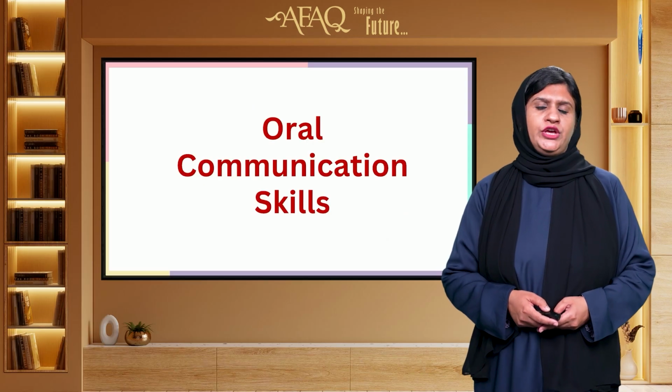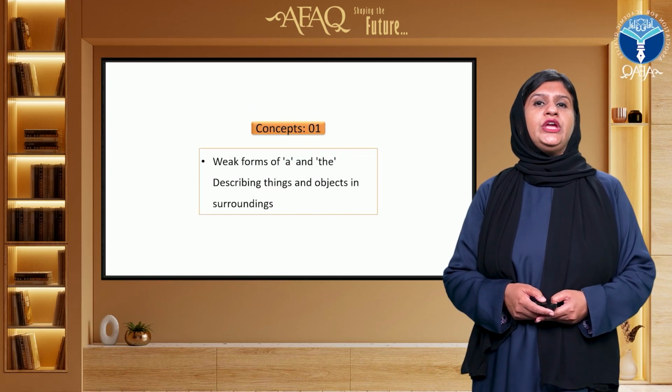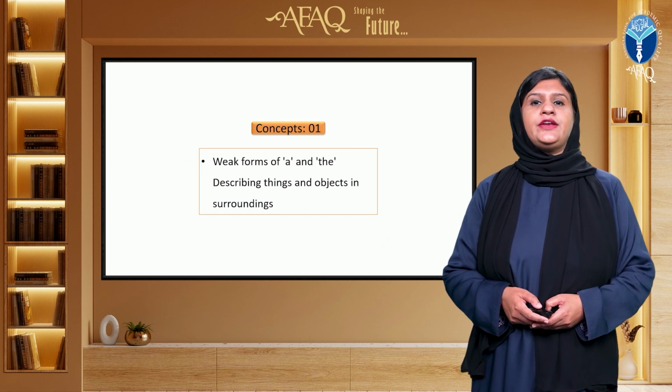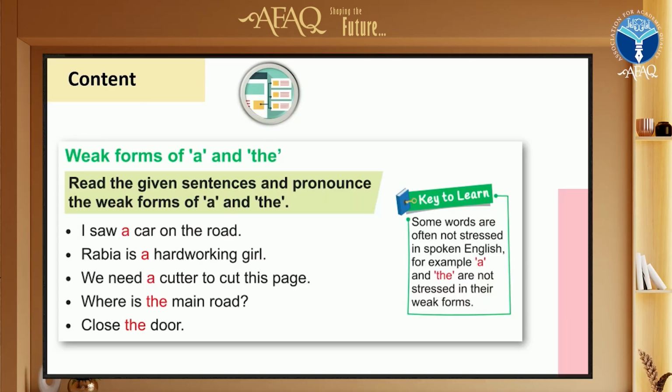With oral communication skills, we are going to look at weak forms of a and the, describing things and objects in the surroundings. The first part is weak forms of a and the. Let's see what it means. Some words are often not stressed in spoken English. For example, a and the are not stressed in their weak forms.